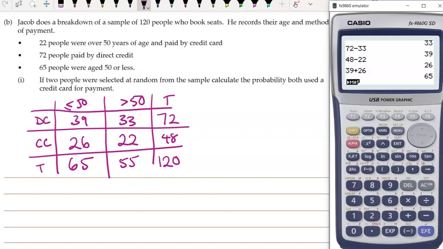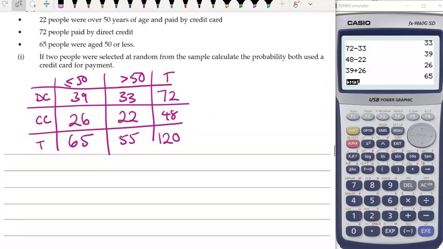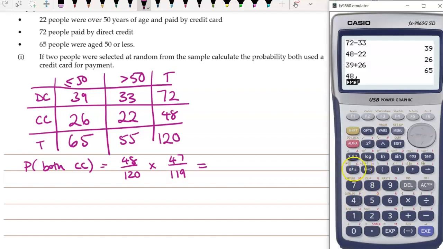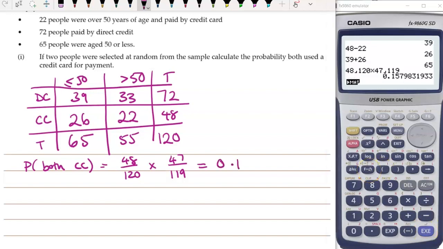Now, if two people were selected at random from this sample, calculate the probability that they both used a credit card for payment. So if we pick out the first person, so both credit card, the chance of picking the first person and being credit card would be 48 out of 120. Now we've removed them from the pot, we would have 47 left out of 119. Which is a 0.158.